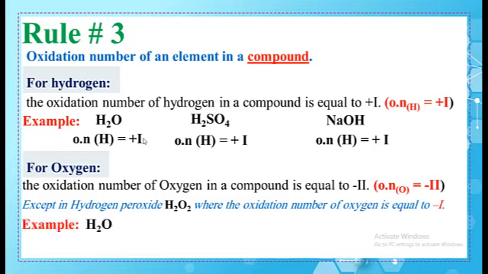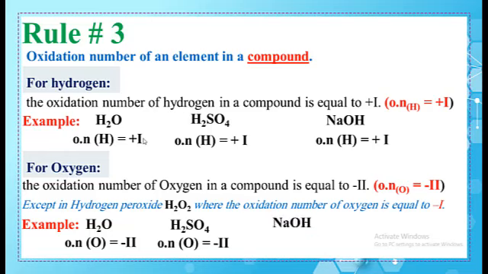Example: the oxidation number of oxygen in H2O compound is equal to -2. The oxidation number of oxygen in H2SO4 compound also is equal to -2. The oxidation number of oxygen in NaOH compound also is equal to -2. But the oxidation number of oxygen in H2O2, this is the exception, is equal to -1.